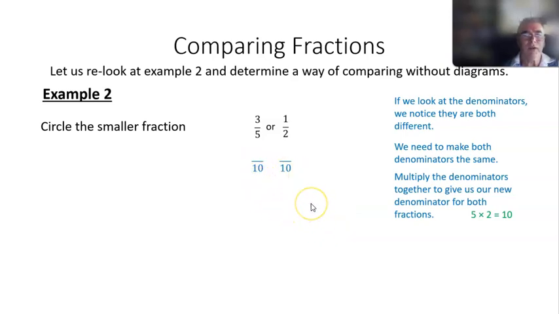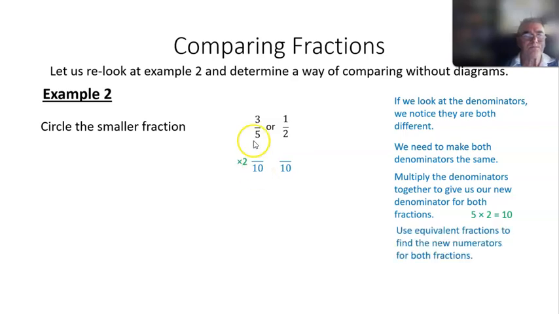And using our equivalent fractions from my last video, how do I change a 5 to a 10? Well, I've got to times it by 2. So 5 times 2 gives us 10. But I've got to do the same with the numerator to make it an equivalent fraction. So 3 times 2 gives us 6. So 3/5 is the same as 6/10.